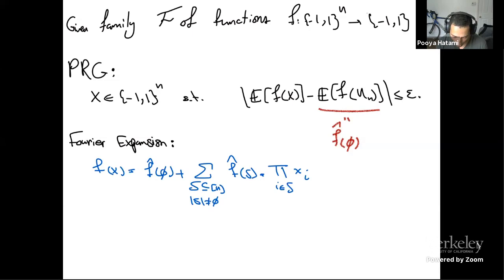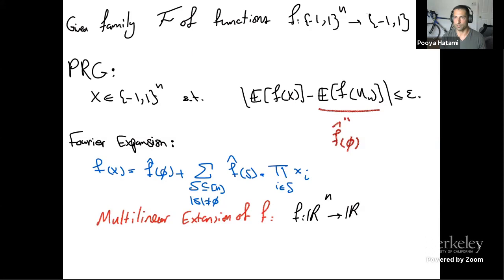So we wrote this Fourier expansion of f here. And at this point, we can forget about the fact that f was Boolean, right? We have a polynomial at our hand right now over n variables. And we can plug in any real numbers that we want to. And we know that this polynomial is multilinear because xi's appear with powers 0 and 1. So this is what we call the multilinear extension of f. So now we have a function that takes inputs from Rn and produces a real number.